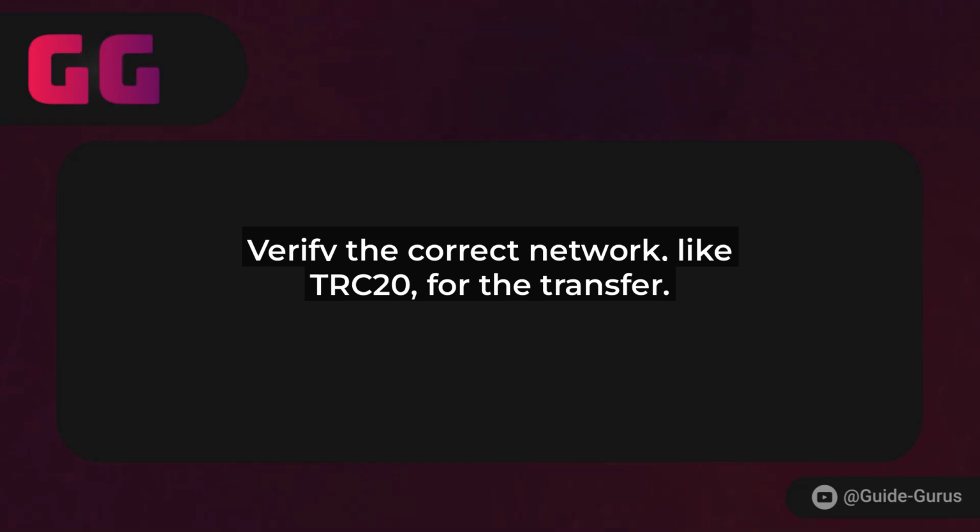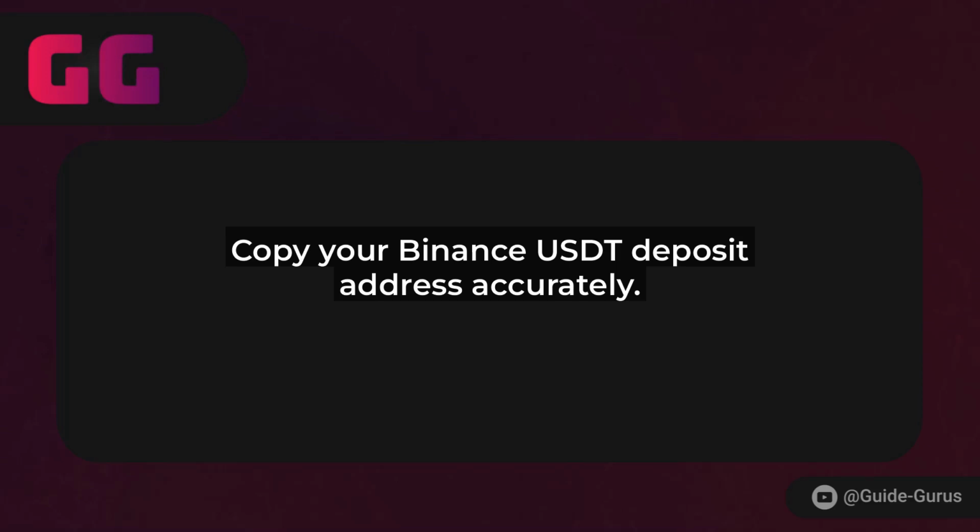Next, you'll need to get your Binance wallet address. Log into your Binance account, go to the Wallet section, and select USDT. Copy the deposit address. Be extremely careful here, as pasting the wrong address could mean losing your funds forever. Back on KuCoin, paste that address into the withdrawal form.